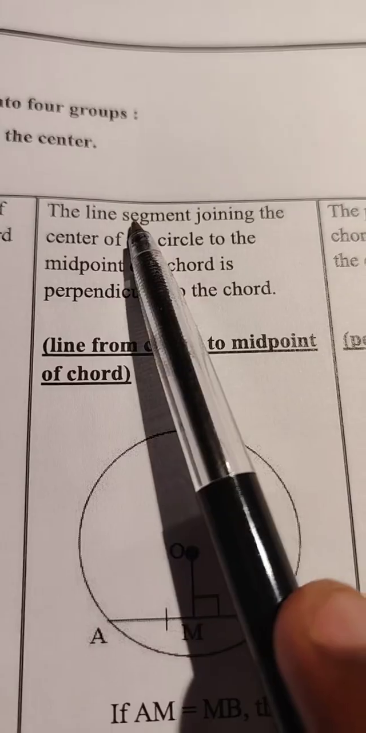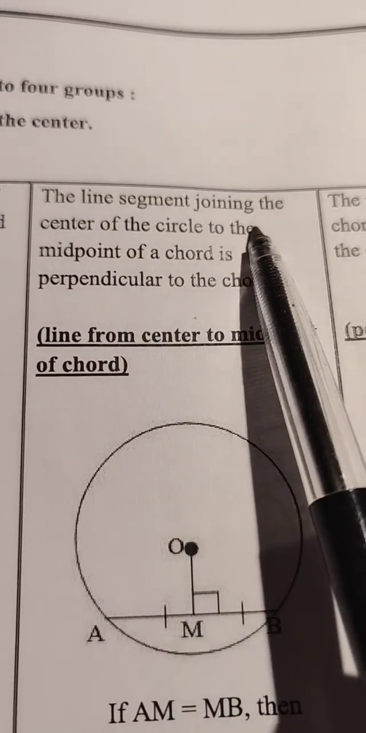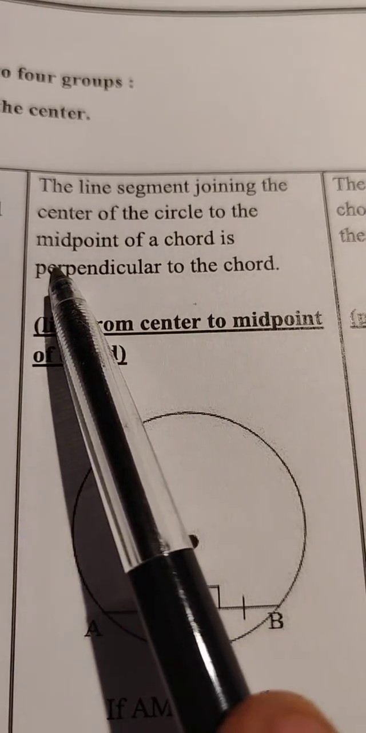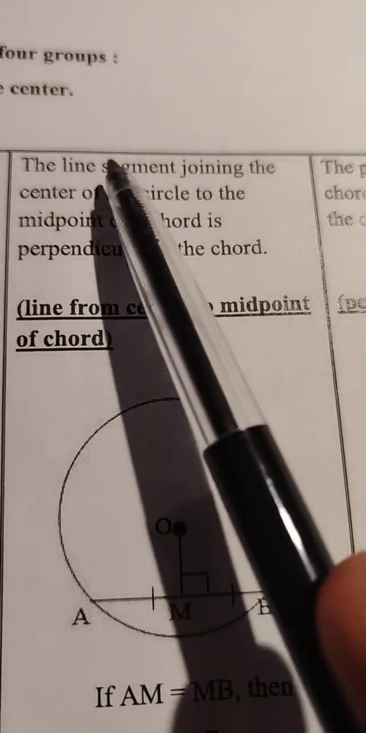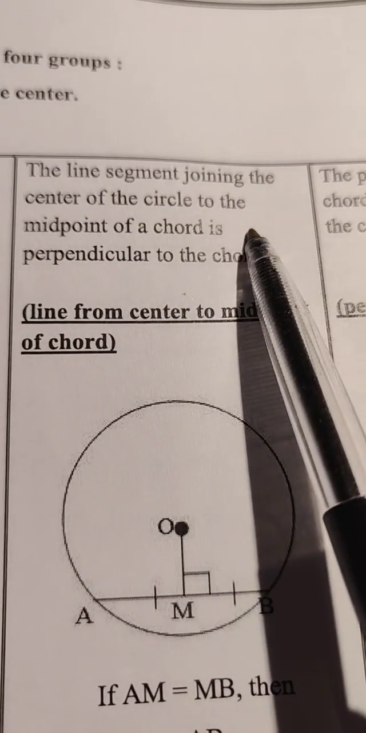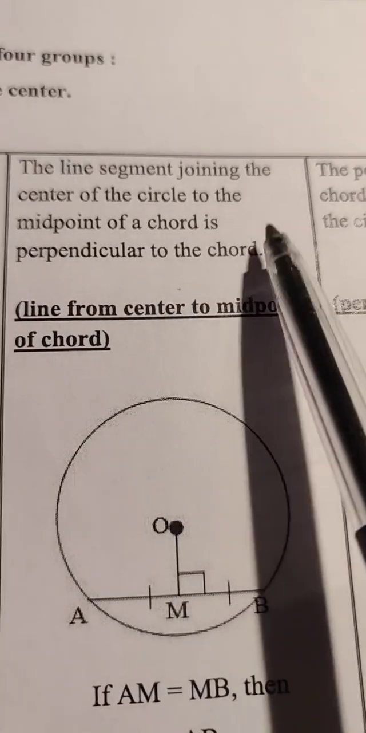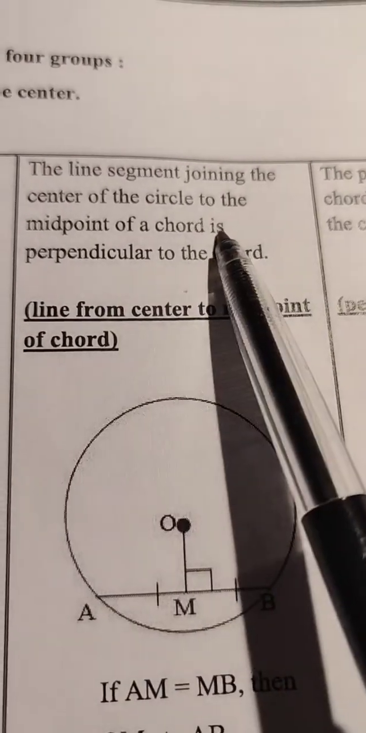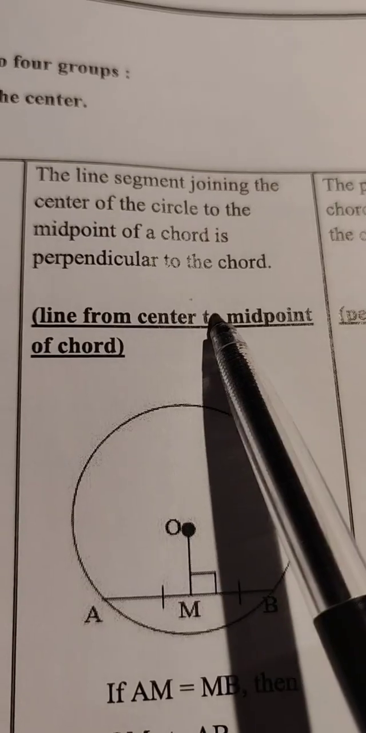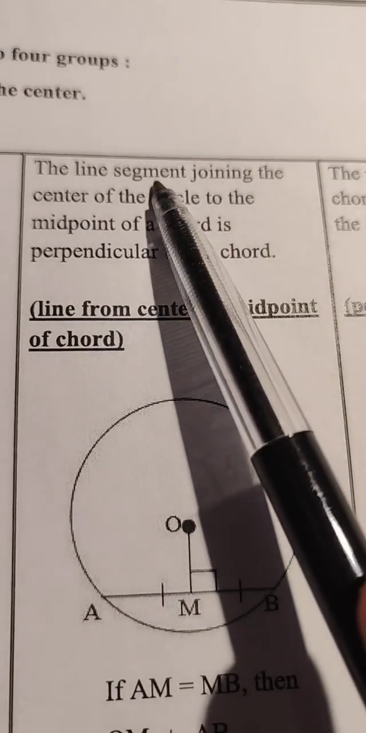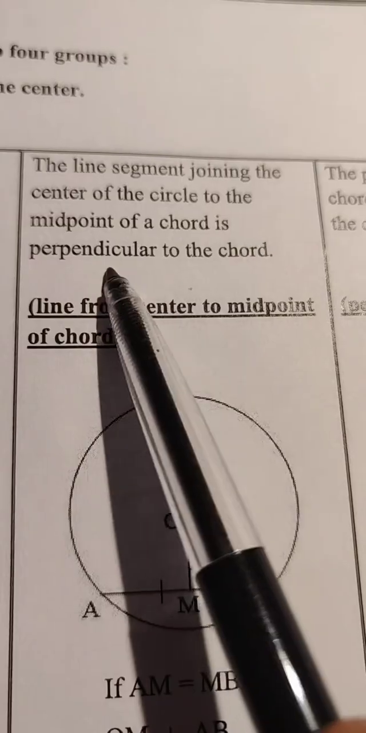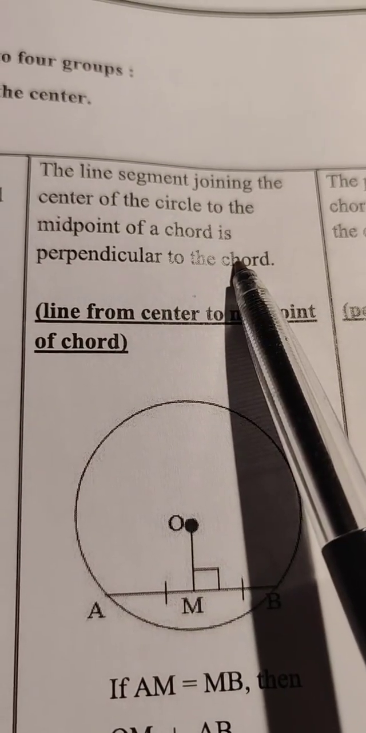Then this theorem says a line segment joining the center of the circle to the midpoint of a chord is perpendicular to the chord. So this theorem has to do with a line from the center to the midpoint. Okay. What do we know about a line from the center of the circle to the midpoint? It is perpendicular.